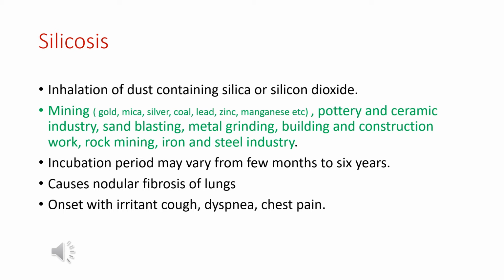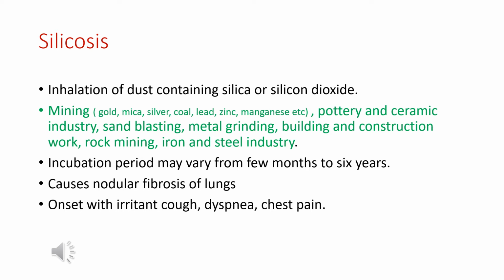So the first example of pneumoconiosis that we have is silicosis, which is due to the inhalation of silica or dust containing silicon dioxide, and it usually happens in the occupations of mining for gold, mica, silver, coal, lead, zinc, or manganese. All these mines include some silica dust to be inhaled and can result in silicosis. Then in the pottery and ceramic industry, in sand blasting, in metal grinding, building and construction work, rock mining, and the iron and steel industry, all these involve exposure to silica dust.